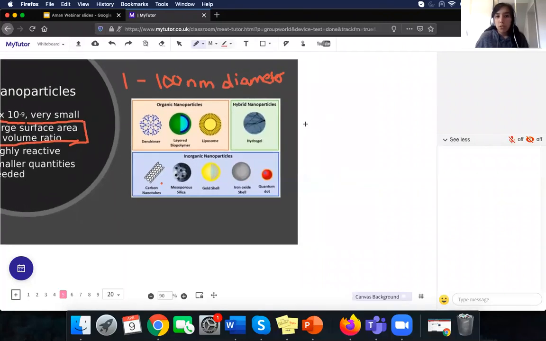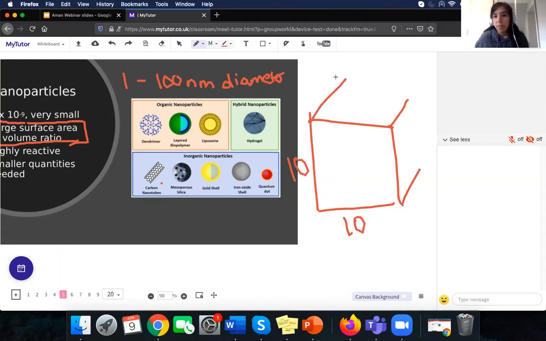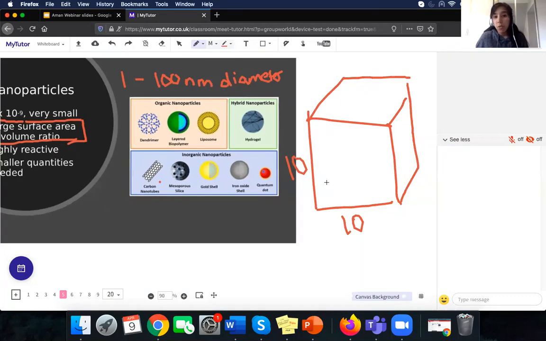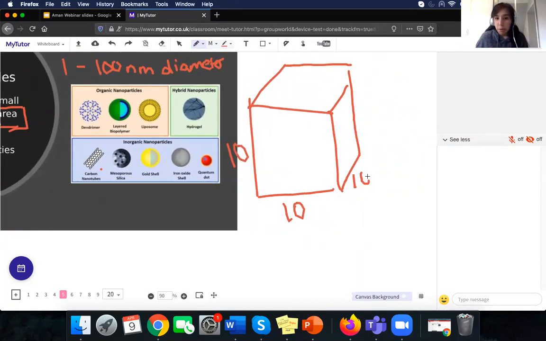So I want you to imagine a really big cube. So let me draw a bigger cube. So let's just imagine this is our really big cube and it is 10 centimeters by 10 centimeters. Okay, so to do the surface area to volume ratio, we need to work out the surface area and the volume of our cube. So if you do maths, you'll remember to calculate the volume of a cube. We do 10 times 10, so the surface area of one surface times the depth. So 10 times 10 times 10 is 1,000. So that means the volume of this cube is 1,000 centimeters cubed.